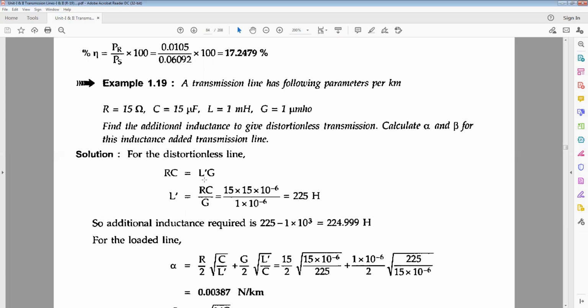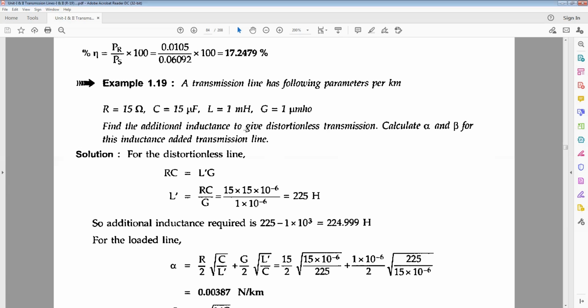So L dash is equal to RC divided by G. R is given as 15 and C is 15 microfarads, 10 to the power of minus 6, and G is 1 micromho, and these two get cancelled, 15 into 15 is 225. So the additional inductance required: the inductance is already 1 millihenry, so additionally required is 225 minus 1 into 10 to the power of minus 3, totally 224.99.